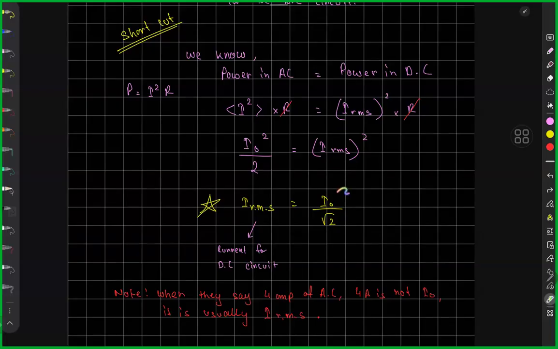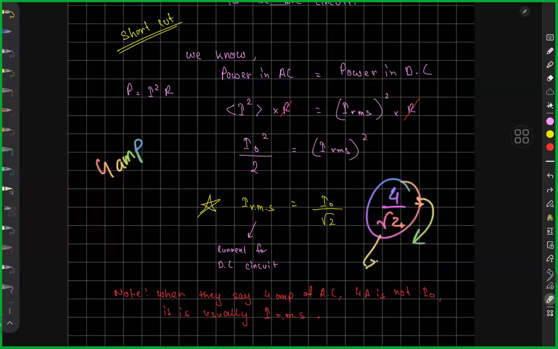So essentially, if you have, let's say, an AC current supply of 4 amp, you say the root mean square in that AC circuit is 4 divided by root 2, whatever value this gives you. This is your average current in the alternating current supply. Or you can say, if this current is provided in a direct current circuit, it will dissipate the same amount of heat or power.